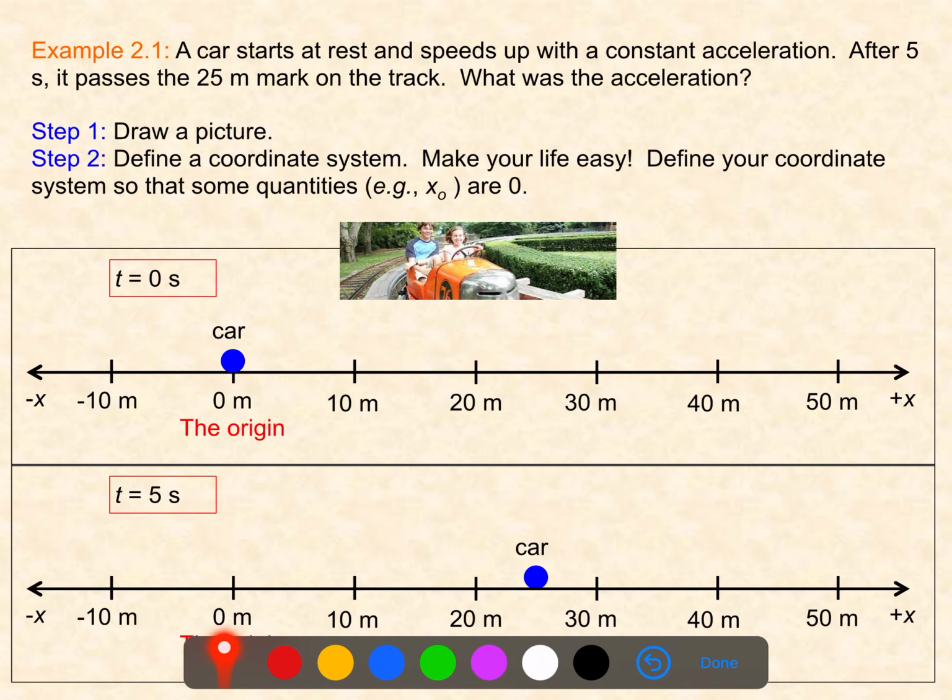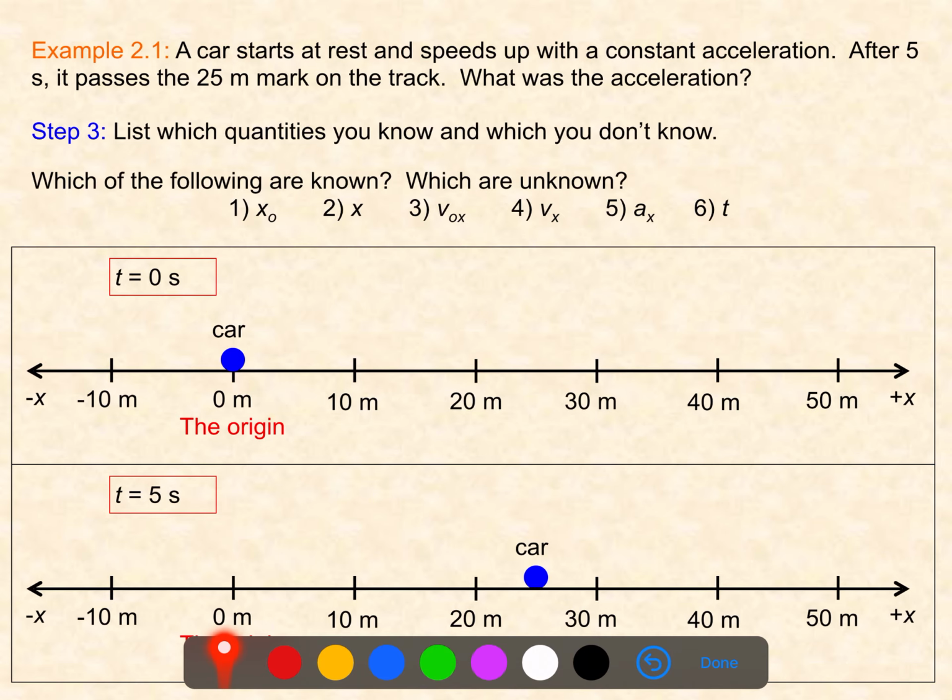Okay, so I've done steps 1 and 2 in my procedure. The next step is to list what I know and what I don't know. So I have to think about some possible things I might need to know and which of them I already know and which I don't know.